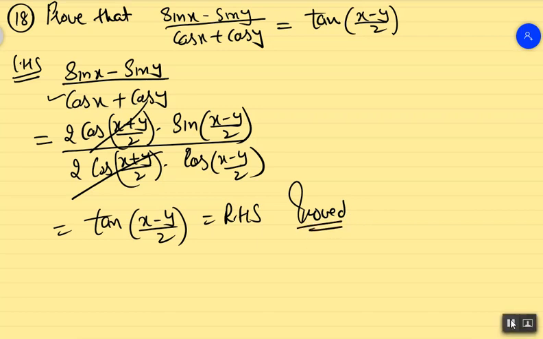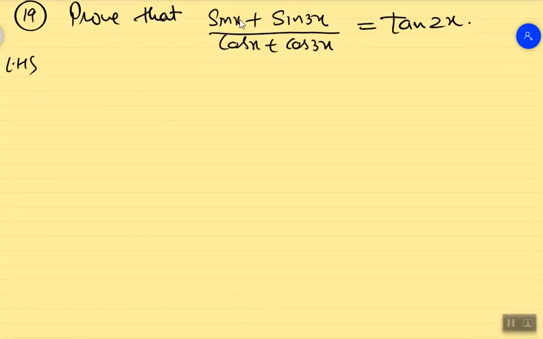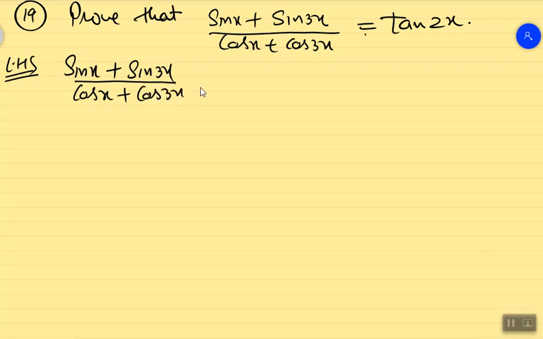And beta, we have done this question. Now question number 19, prove that (sin x plus sin 3x) over (cos x plus cos 3x) is equal to tan 2x. So the left hand side, we know the formula.